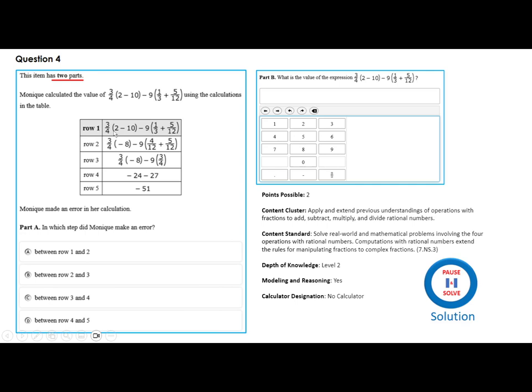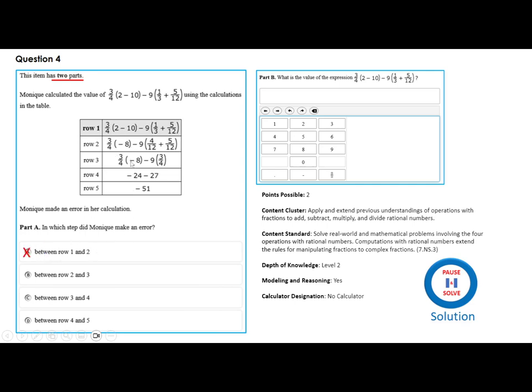So you look at each row and see what happens between the row and the following row. This is the original expression right here. What did she do from here to here? She did negative 10 is negative 8, and here she is trying to do a common denominator, so she put 4 over 12. So this step is correct. There's no error here.